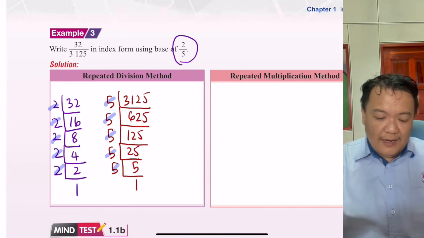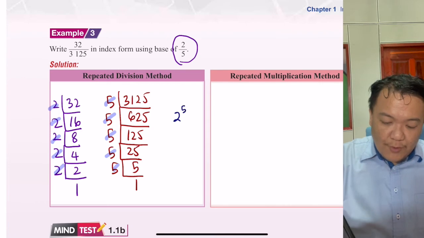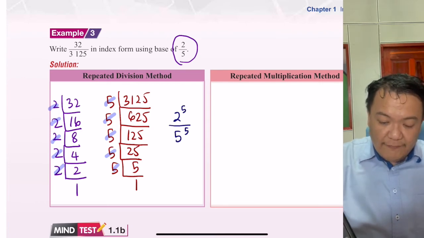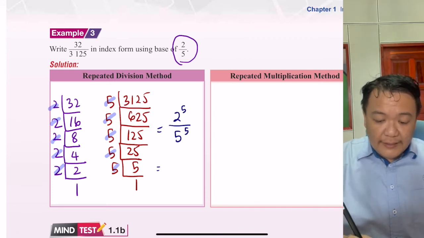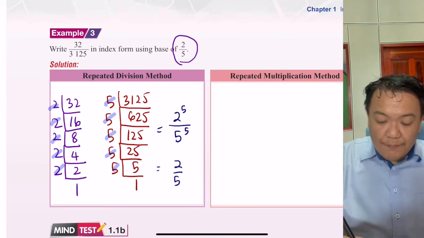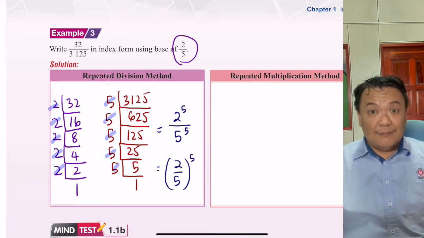So we know that yang atas is 2 power of 5, divided by the denominator, which is 5 power of 5. If this pattern comes out, it also equals to 2 over 5, all power of 5. Sama saja.